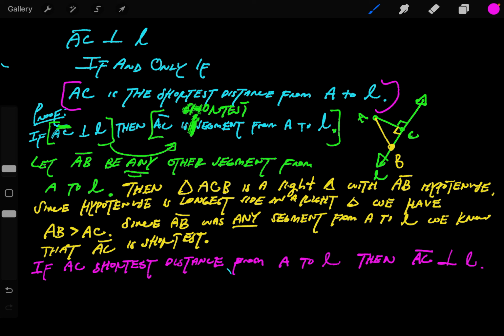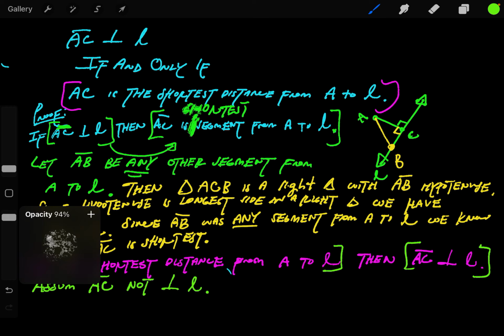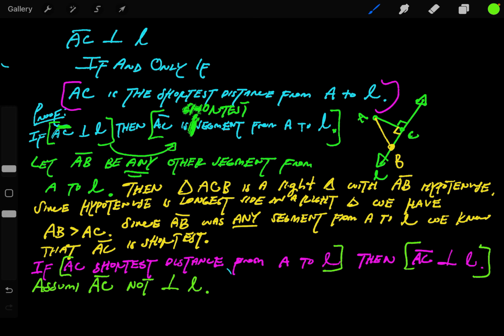So proving this direction, we got to do a proof by contradiction. So we got to say assume AC not perpendicular to L. What I have here is that I'm guaranteed that AC is the shortest distance from A to L, and I assume the opposite of the conclusion. So this is the opposite of the conclusion. Assume that AC is not perpendicular to L. What this means is that there must exist some other segment that is perpendicular to L from A.